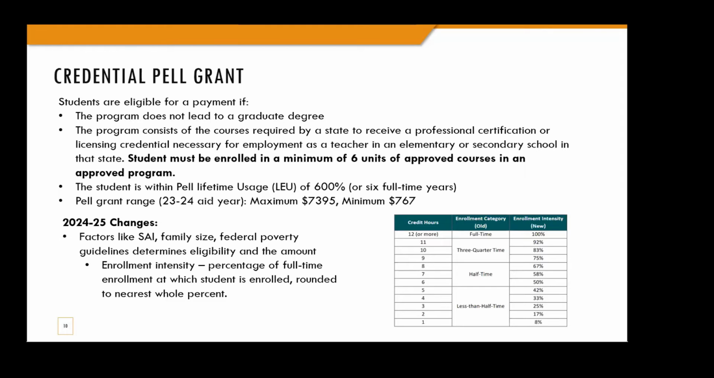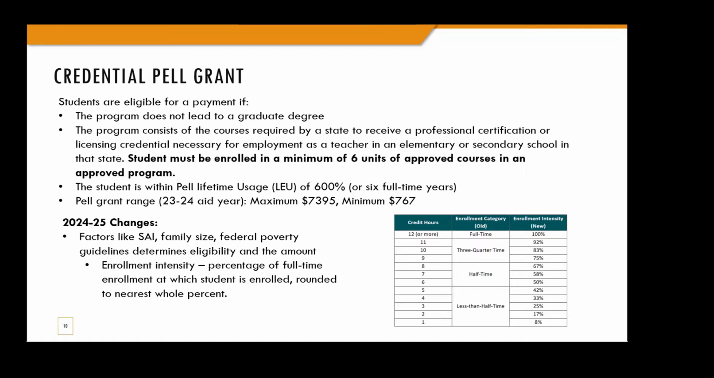Students must be enrolled in a minimum of 6 units of approved courses in an approved program, and that's something we look at once we get the list of students in the programs. Students must also be within the Pell Lifetime Eligibility Used, the Pell LEU, which, as some of you may know, is 600% or 6 full-time years. Just because you haven't used up all that 600% doesn't mean you're eligible for it.